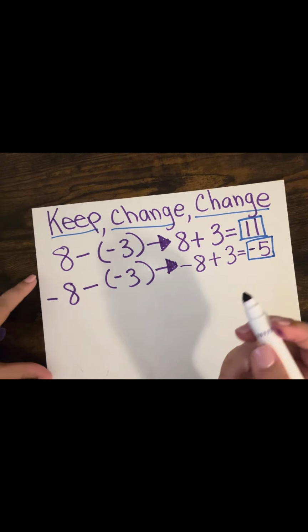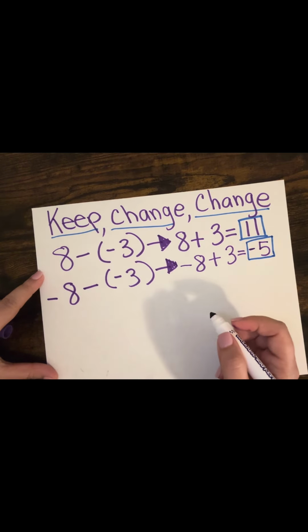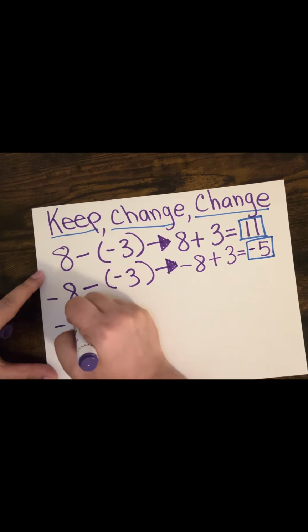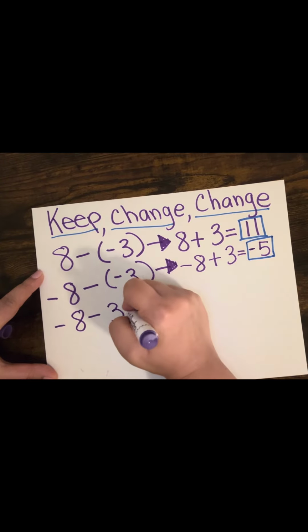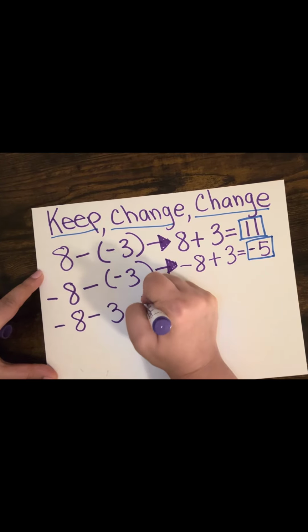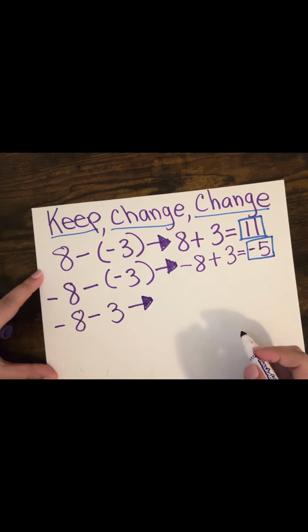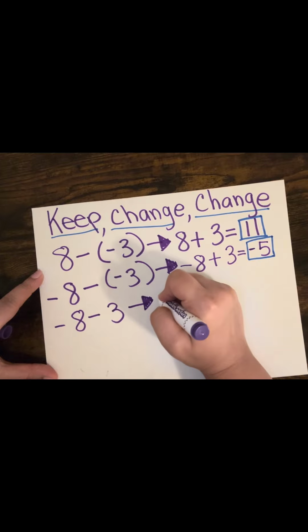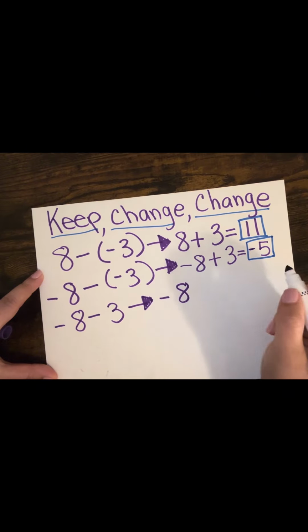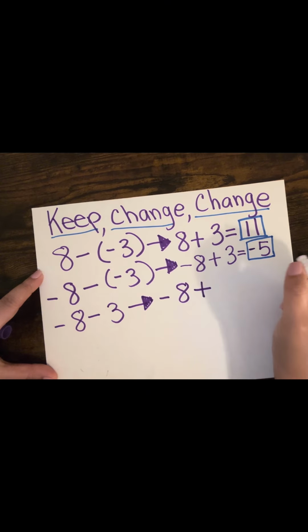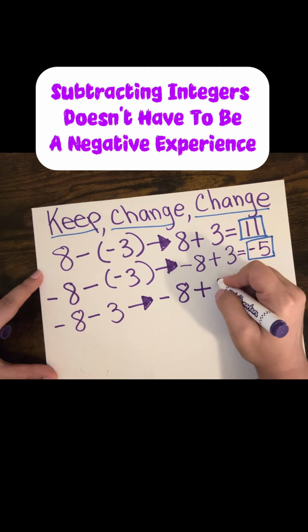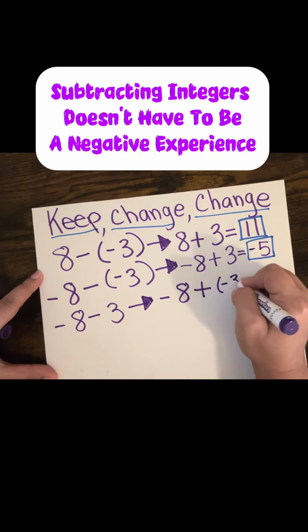Let's try doing this one more way. Let's do negative 8 minus positive 3 and see what that's going to give us. Keep, change, change. What are we keeping? We're keeping the first number of negative 8. What are we changing? We're changing the subtraction to an addition. And we are changing the sign of the second number. So instead of 3, now we're going to have negative 3.